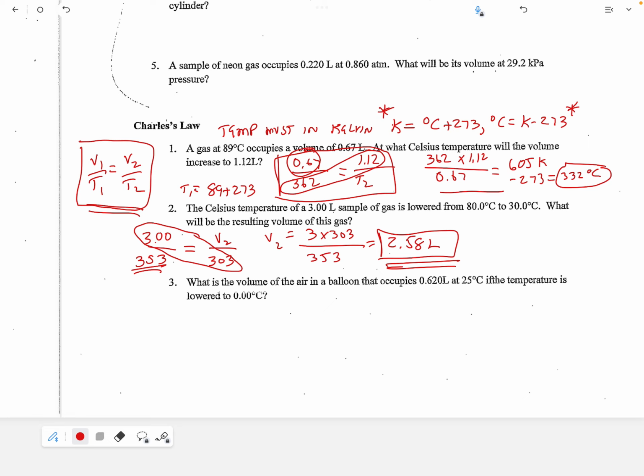And in number 2, we have set up the problem again according to what Charles' law looks like. We're solving for the second volume. So we're going to cross-multiply our values again and divide by the value left over, and we get our answer, 2.58 liters.